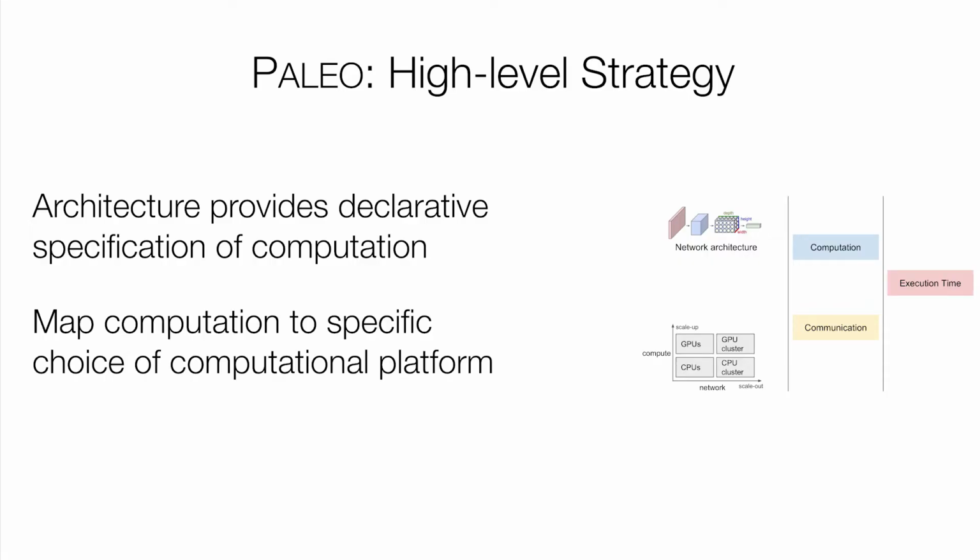So how does it work? So the high-level strategy is that what we observed is that a neural network architecture provides a declarative specification of the required computation. So what are you doing? You have a bunch of layers. At each of these layers, you're doing adds and multiplies. You're also then communicating different things across layers. So basically, we can map the computation and the communication to a specific choice of computational platform.